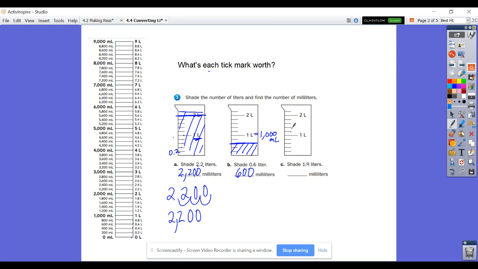And then 1 and 9/10, this one we had to do a little in between, right? This is 2/10, this is 4/10, this is 6/10, this is 8/10, this is 10/10, so I need to go right in between 8/10 and 10/10. Halfway in between those would be where I'd find my 9/10. I shade all that in, and this is the same as 1,900 milliliters.